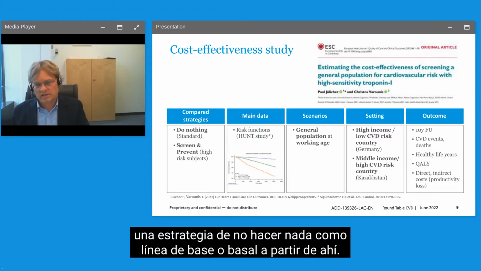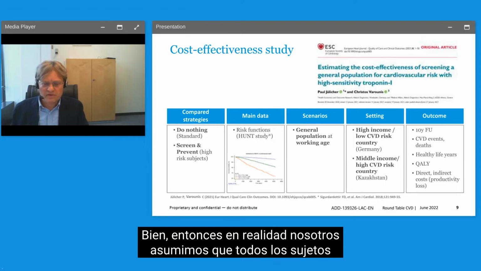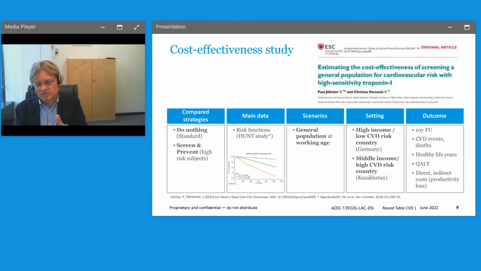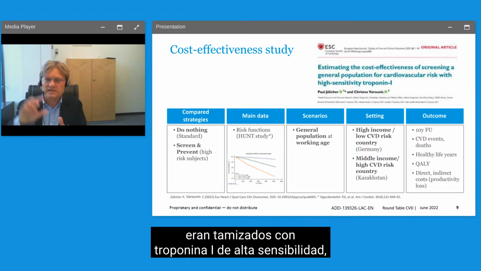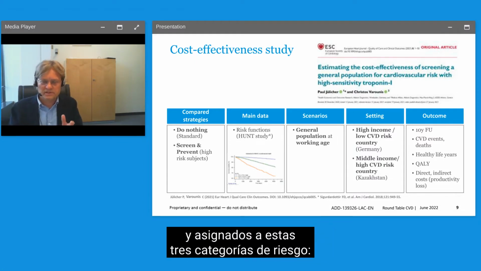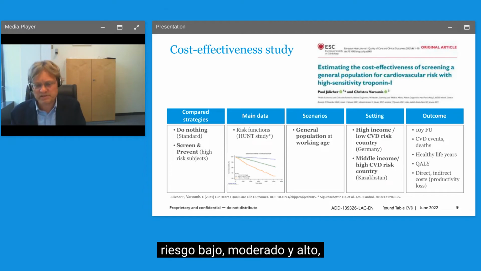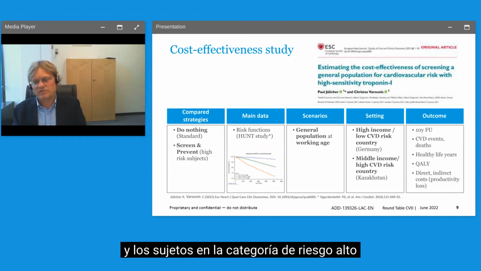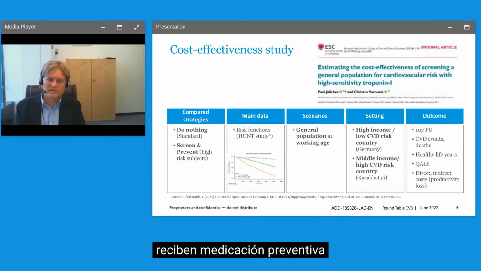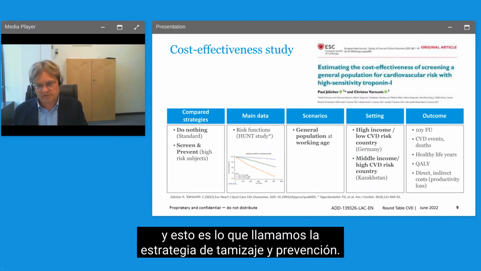Okay, so then we assume that all subjects were screened with high-sensitivity troponin I and assigned to three risk categories: low, moderate, and high risk. And the subjects in the high-risk category receive preventive medication. And this is what we call the screen and prevent strategy.